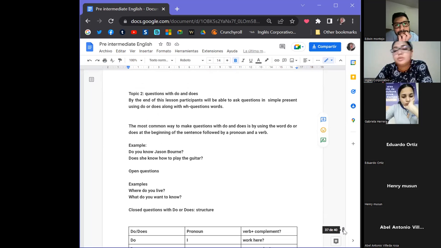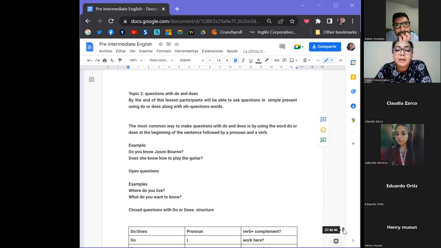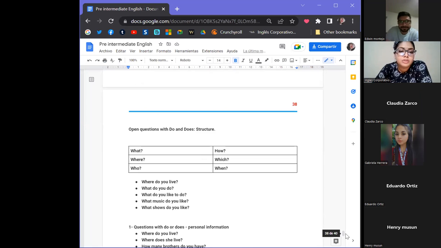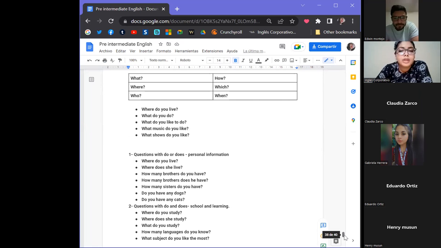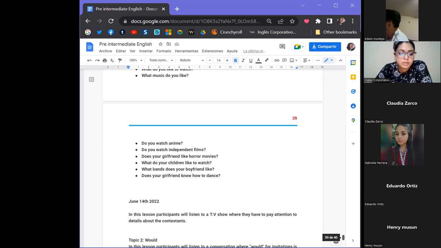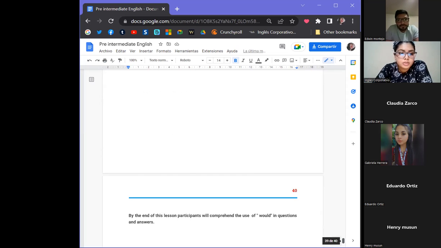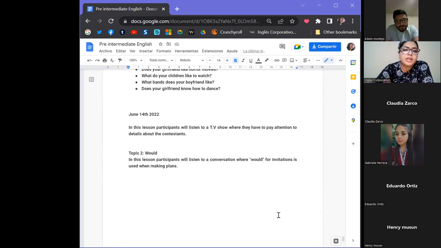Now, we were talking about questions with do and does. That is not a complicated topic, because in that case, we are just using the structure to create closed questions and open questions with do and does. We use do and does for closed questions, and then using the WH words, we can create open questions. So for that information, it's just necessary that we understand the usage of the subject. So that is not really complicated to understand. So now we are on topic 1 and 2.